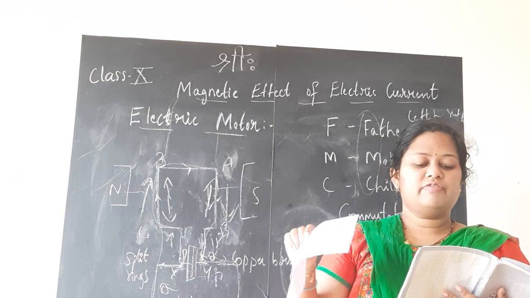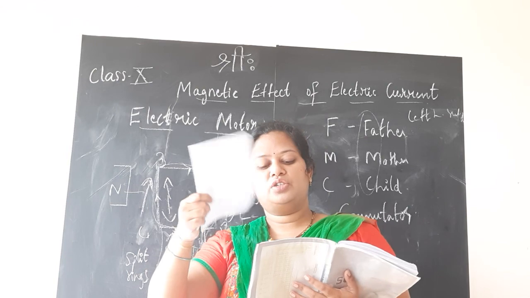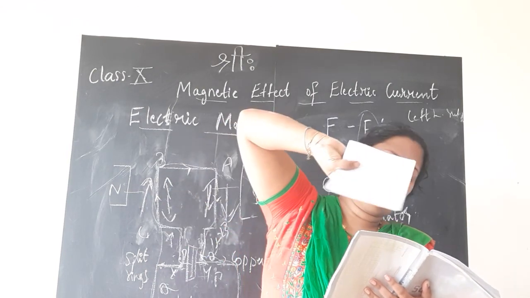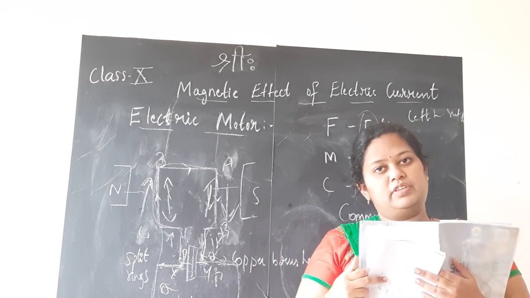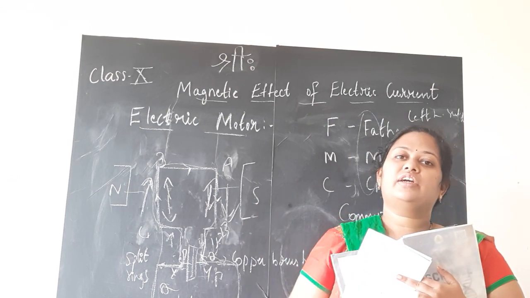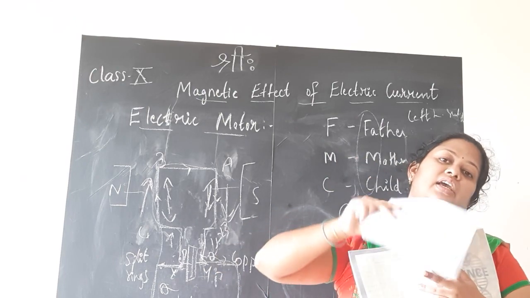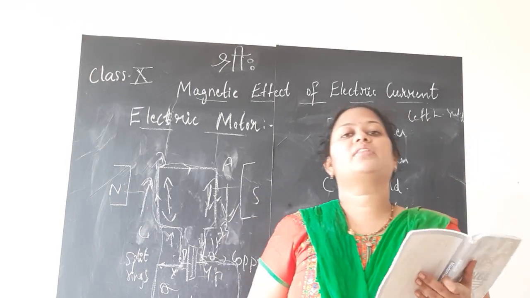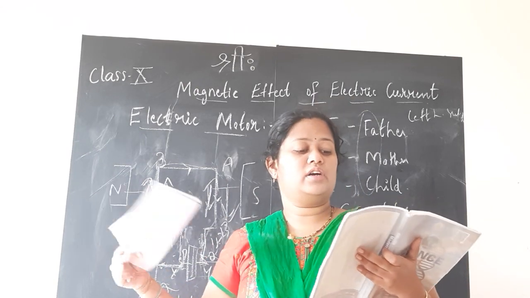The reversing of current is repeated at each half rotation, giving rise to a continuous rotation of the coil and the axle. So every half rotation of the lamina, the direction of the current is changing, and it is helping in the rotation of the blades, that is a motor. So together it is the electric motor.